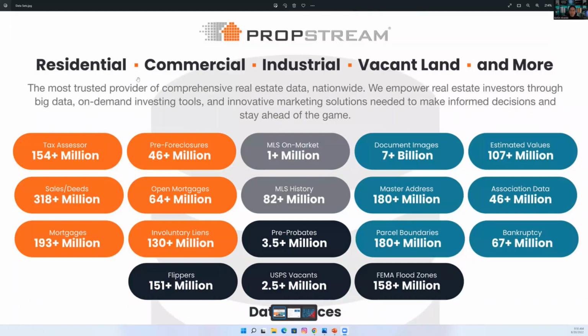I do want to emphasize, we have commercial, industrial, vacant land, and exempt properties. And just as Michael was mentioning, data doesn't just come from one source. These bubbles are indications of the different vendors that we work with to capture this data. We work with vendors that collect tax assessor data, deeds, open mortgages, on market, failed listings, sold listings, and then harder to obtain documents like actual images of the documents, HOA data, and bankruptcy data.